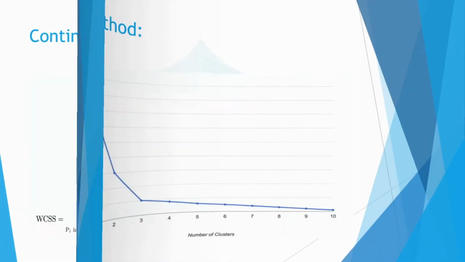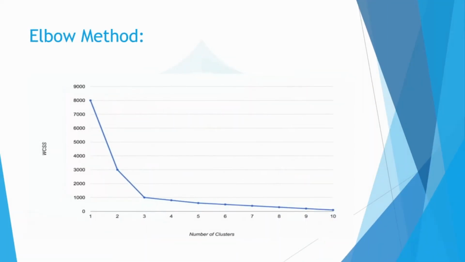Now this is the data. There is another method called the elbow method, which is used with WCSS to depict the number of clusters.